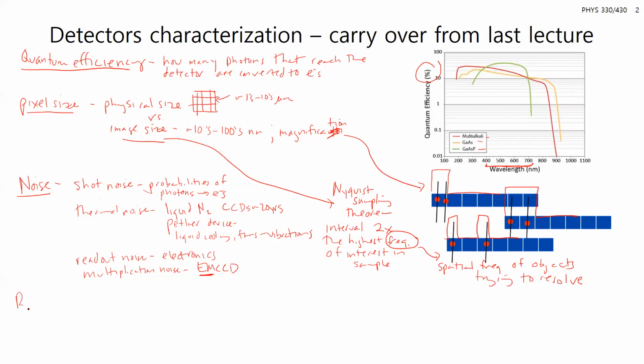When you're doing a measurement with detectors, you need to know the readout rate, or how fast you can have frames be detected, or how fast you can read the intensity of pixels.